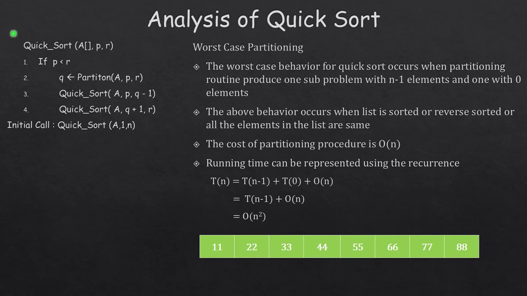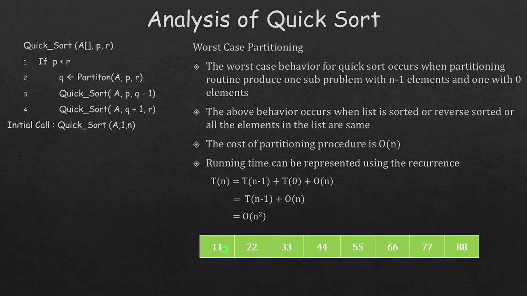So let's analyze this entire quicksort now. Here we have two cases, worst case partitioning and best case partitioning. The worst case behavior for quicksort occurs when the partitioning routine produces one subproblem with n minus 1 elements and one with 0 elements. The above behavior occurs when the list is sorted, reverse sorted, or all the elements in the list are the same.